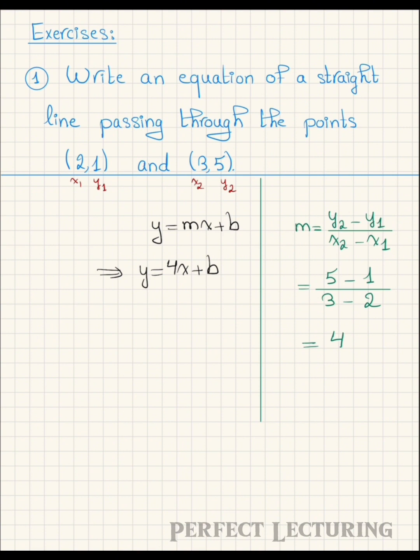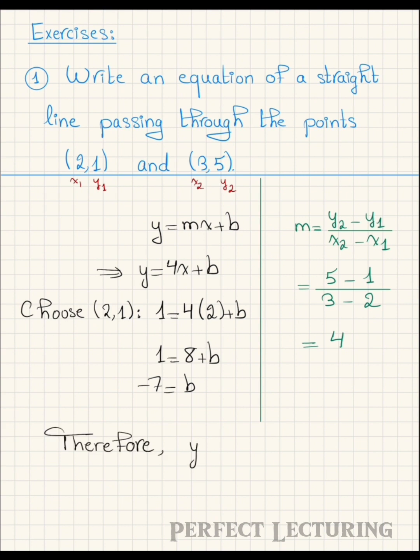How to find b? We choose any of these 2 points and plug it into the equation. Let us choose (2, 1) for example. So y is equal to 1 equals 4 times x, which is 2 in this case. This means that b is equal to negative 7. Therefore, the equation of the line is y equals 4x minus 7.